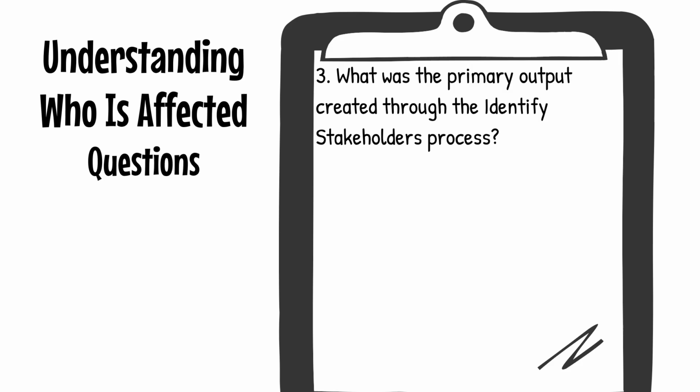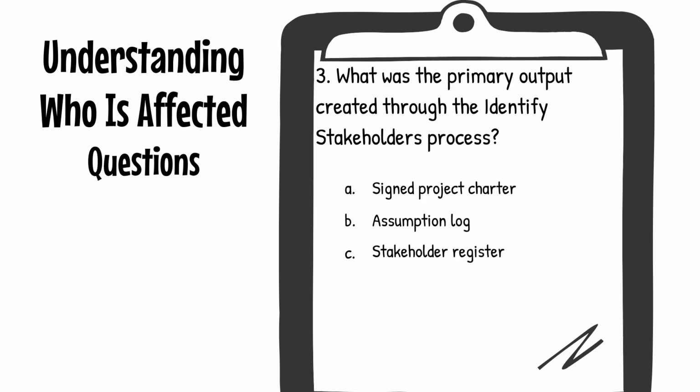Question 3. What was the primary output created through the Identify Stakeholders process? A. Signed project charter. B. Assumption log. C. Stakeholder register. Or D. Stakeholder engagement plan.